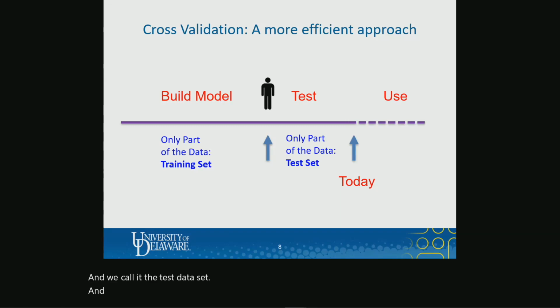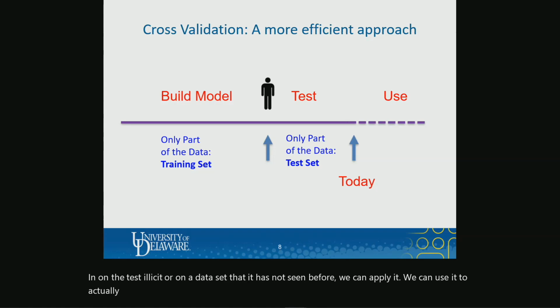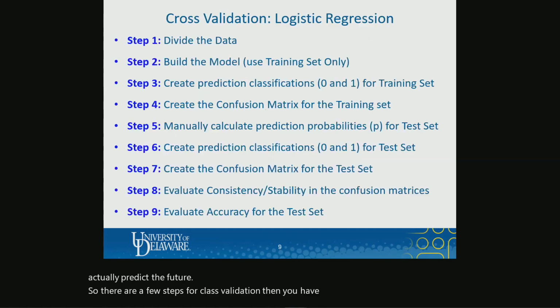And after we are sure about the performance of the model on the test data set, or on a data set that it has not seen before, we can use it to actually predict the future. So there are a few steps for cross validation with logistic regression, just 9 steps. And we just follow these 9 steps to decide if the model is good or not, if we can use this model or not, or how good this model is.